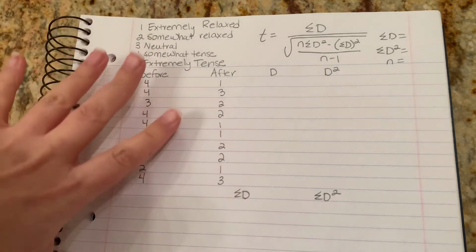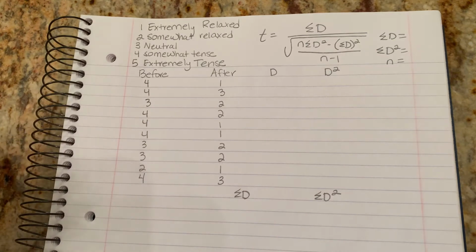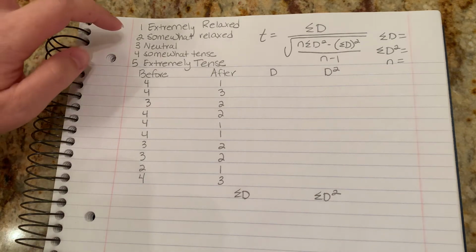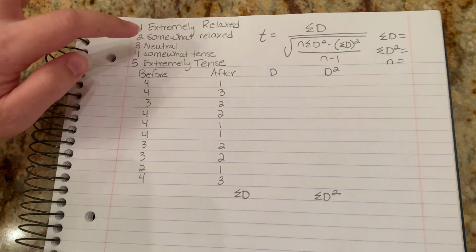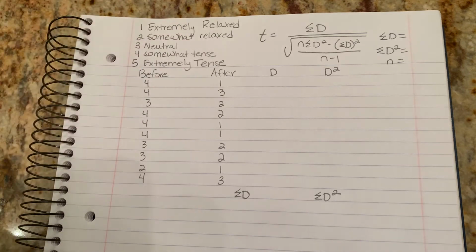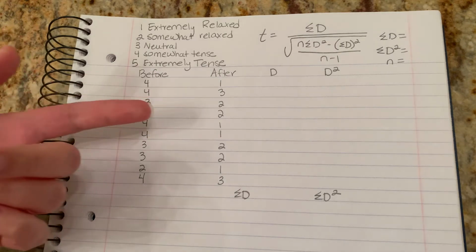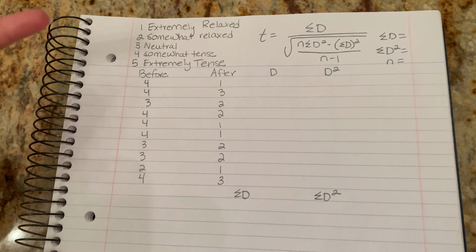So this data is from muscular relaxation. How relaxed were your muscles? And you had the choices of extremely relaxed, somewhat relaxed, neutral, somewhat tense, and extremely tense. And I had to code that information in order to be able to actually compute it and put it in the formula. So I did that as follows.